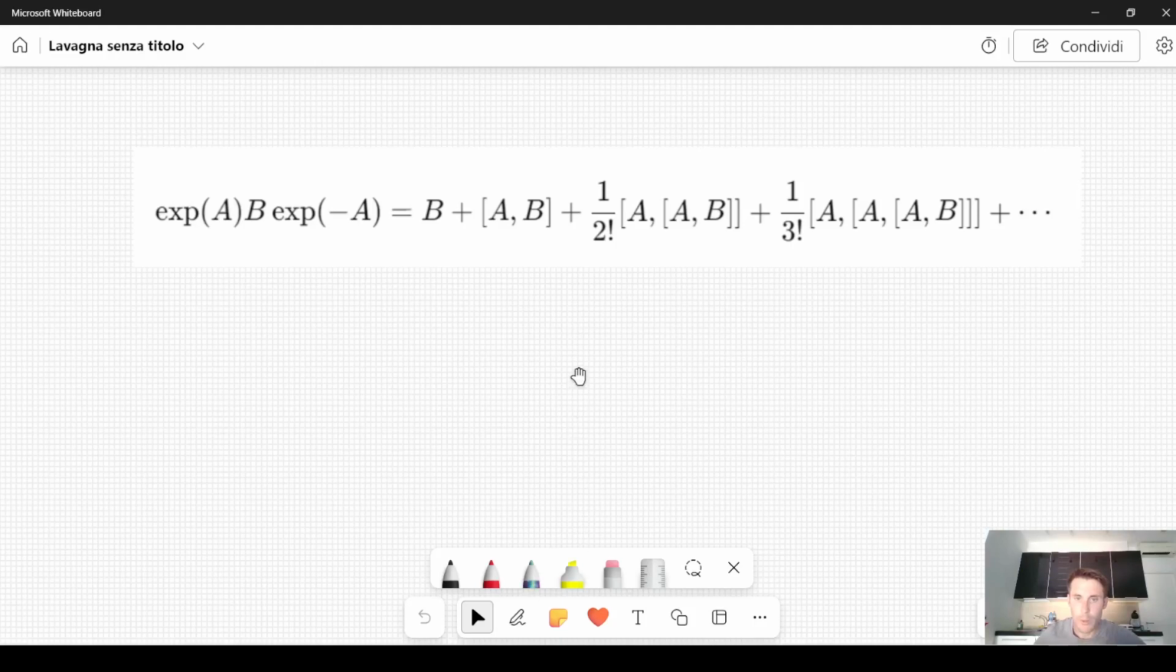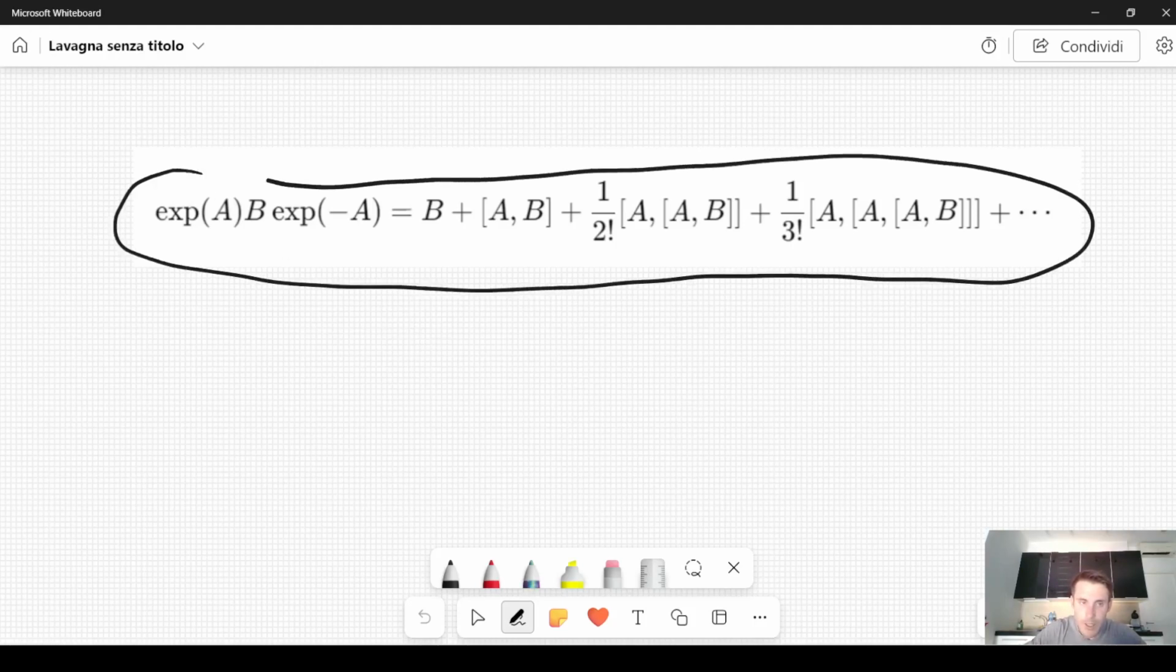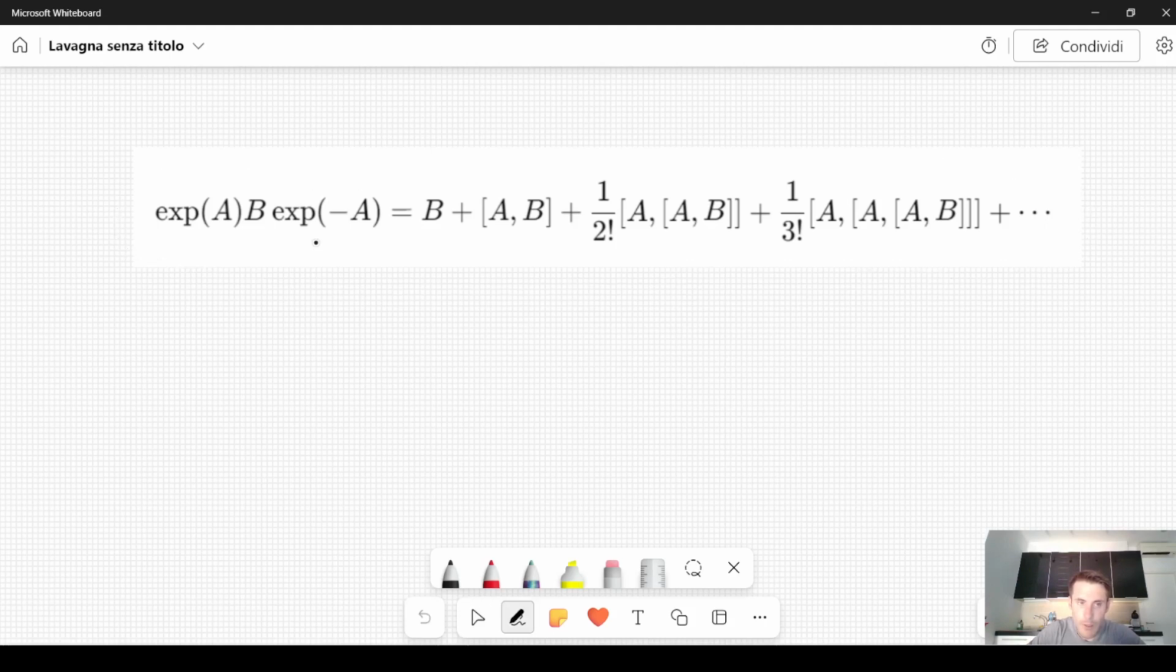In this video, I want to prove the result that you see here on the whiteboard. It seems quite complicated, but as we will see, the proof is not difficult. In particular, if you assume that A and B are two scalars, so they are not operators, then all these commutators here will be zero, and you get a trivial result, which is this result here.